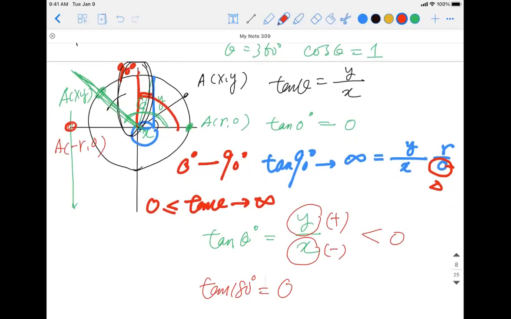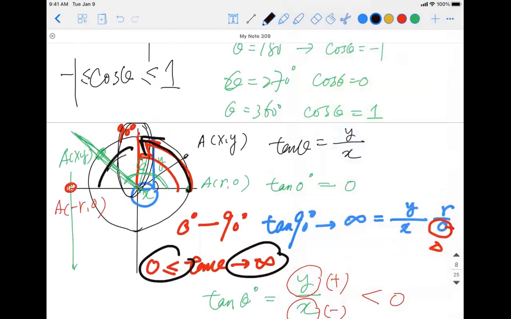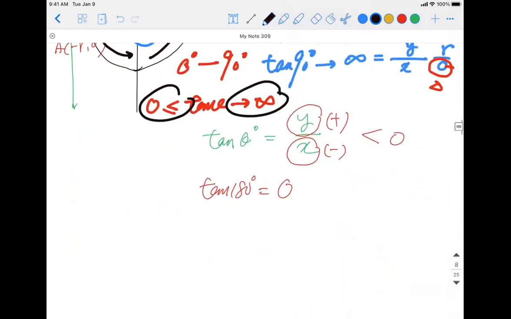So that being said, for tangent theta from zero to 90 degrees, you basically jump from zero all the way to infinity. And also you're gonna reduce your value, right? From here all the way to zero. So that being said, if you wanna give the entire range of tangent theta, it's actually from negative infinity to positive infinity, right?